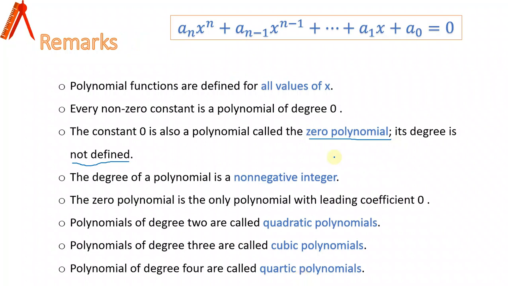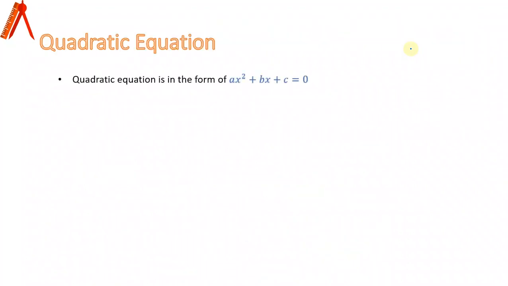Now, what is a quadratic equation? A quadratic equation is in the form ax power 2 plus bx plus c equal to 0. If we substitute 2 for the degree, we get a quadratic polynomial equation in the form ax square plus bx plus c equal to 0. Then b square minus 4ac is called the discriminant, and it is denoted with the symbol del or delta. It is a Greek alphabet.